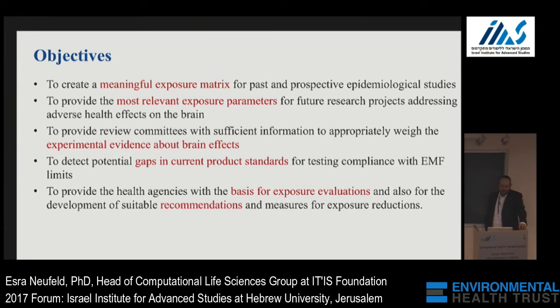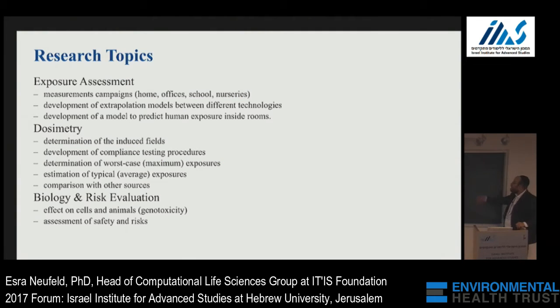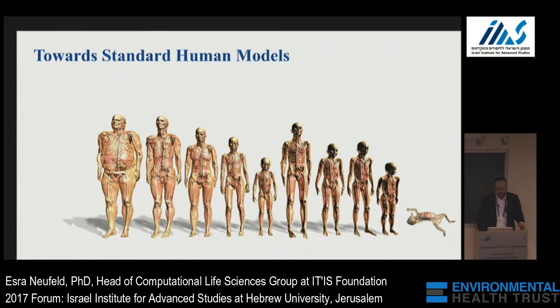And then how can we connect that to the experimental evidence that we have about different effects, and particularly about brain. I'll talk a bit more here. Where are the gaps, and provide the basis for exposure evaluation and also requirements. And there are these three levels. There's the question of what are people exposed to. There's the question of what kind of power deposition, what type of fields does that induce in the body. And then there's the question of biology and risk evaluation. And I'll particularly talk about some new EU studies that were started in the last years that will try to close the gap also to that last one.